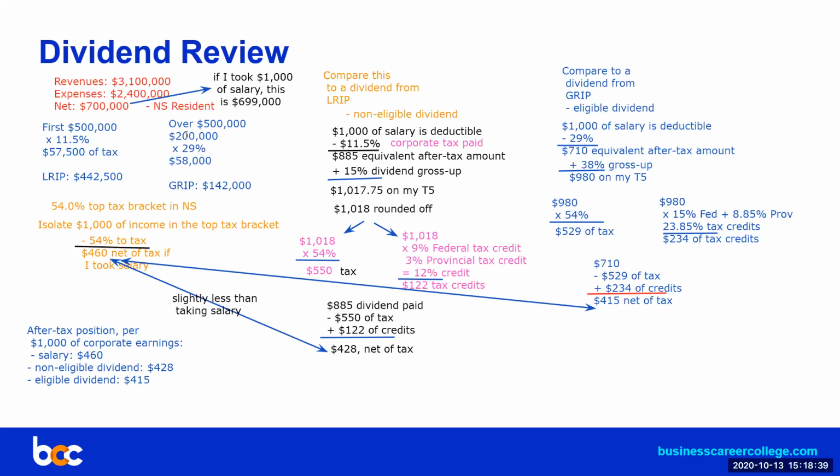I can jot that on the board here somewhere. Let me circle maybe the 885 and the 1,000. What did I say? $885 of non-eligible dividends and $710 of eligible dividends.